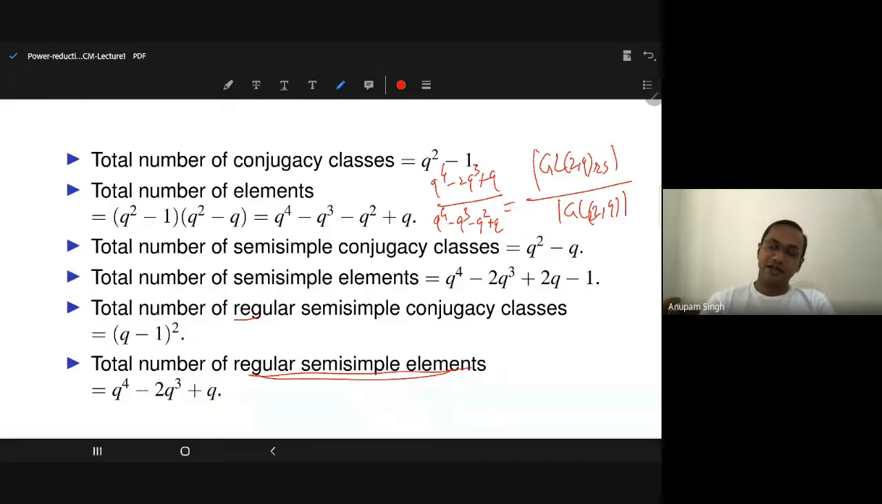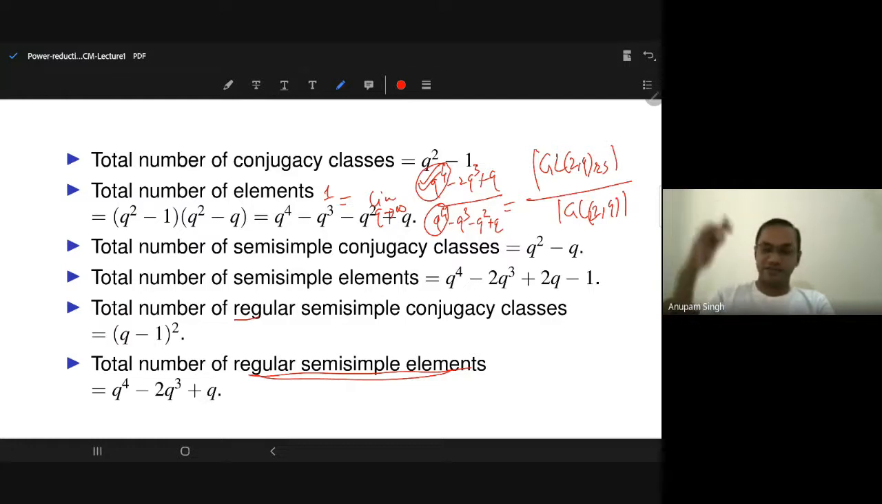So you can see that the highest degree power of q here is the same. Even the coefficient is the same. So if I want to take the limit q tending to infinity, I can divide numerator and denominator both by q to the power 4, and you'll see that 1 by q will become 0. So I'll get actually the answer 1. This is the meaning of density here. Yeah, the probability of finding a regular semi-simple element is actually 1.